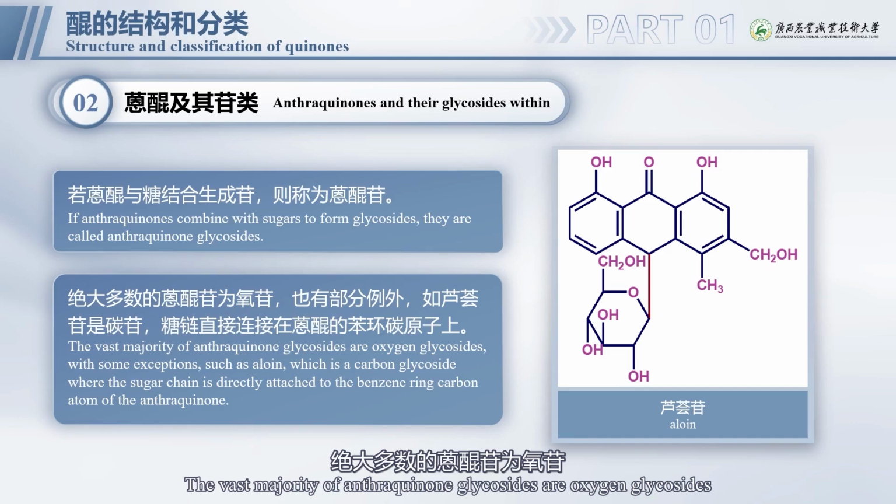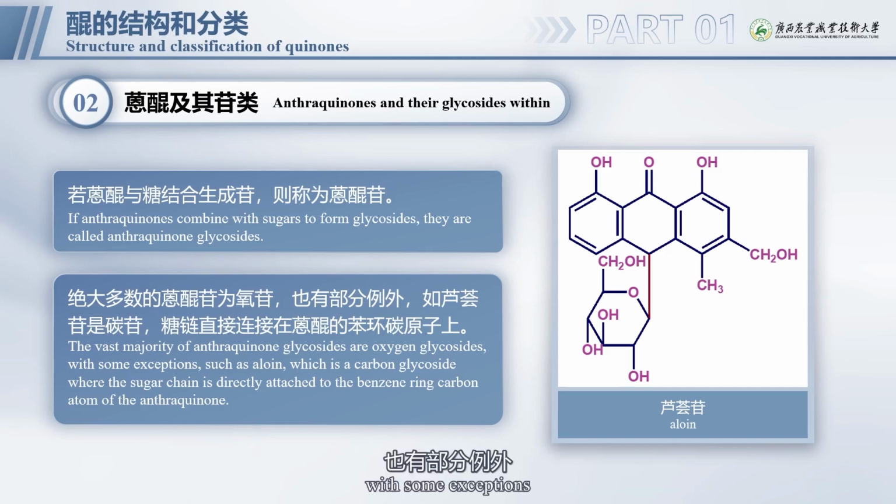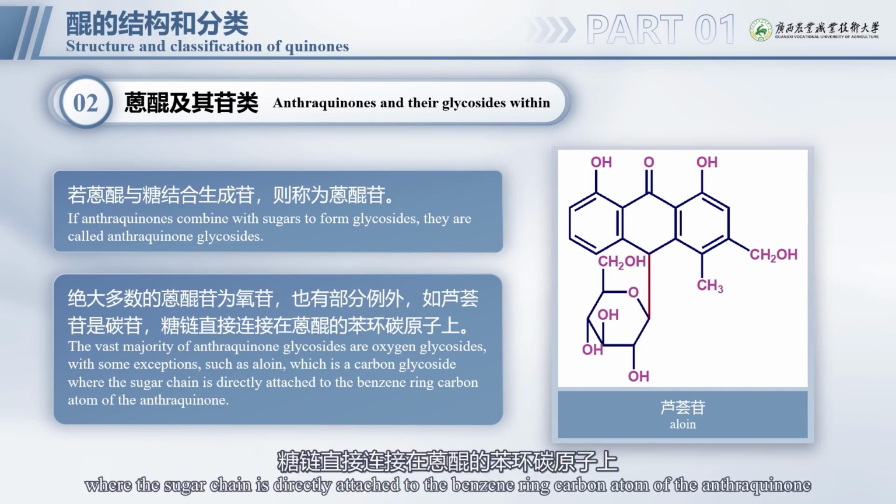The vast majority of anthraquinone glycosides are oxygen glycosides, with some exceptions, such as aloin, which is a carbon glycoside, where the sugar chain is directly attached to the benzene ring carbon atom of the anthraquinone.